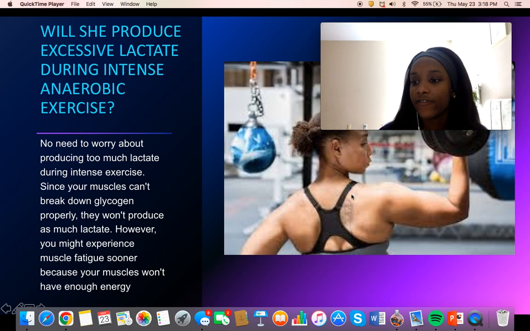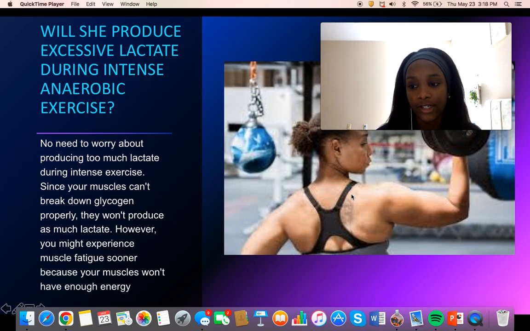The next question her family had for me was, will she produce excessive lactate during intense anaerobic exercise? She doesn't need to worry about producing too much lactate during intense exercise. Since the muscles can't break down glycogen properly, they won't produce as much lactate. However, she might experience muscle fatigue sooner because the muscles won't have enough energy.